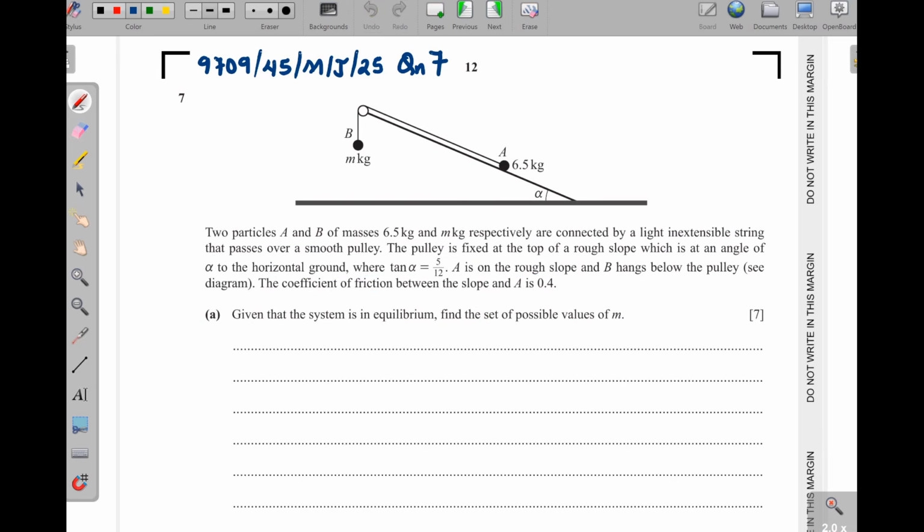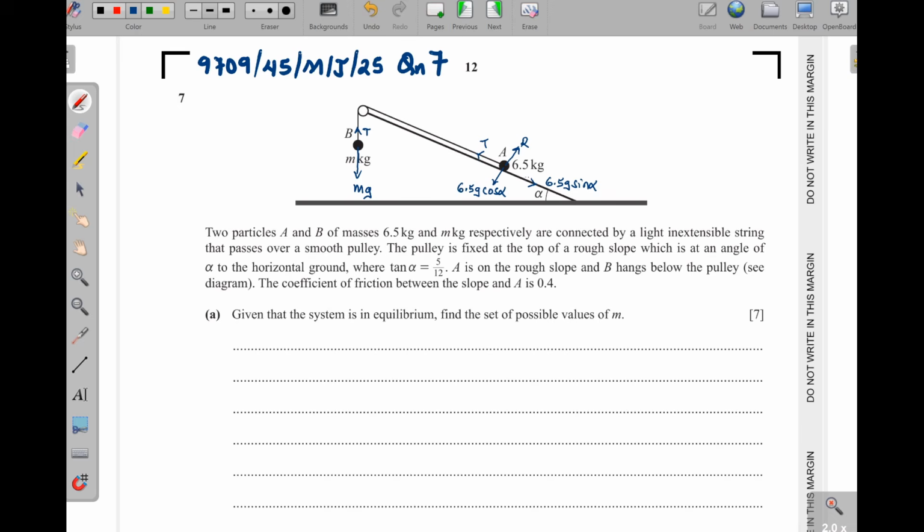Now, we need to look at the forces that are acting on these particles. So here we shall have the weight, which is mg, and then there is tension, okay? Here we shall have tension, and then there will be mg sine theta here. So this is 6.5 g sine of alpha. Then there will be the normal reaction here, and this will be mg cosine of theta. So this is cosine of alpha.